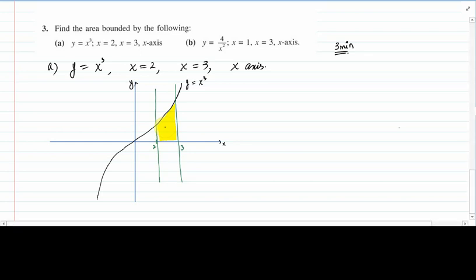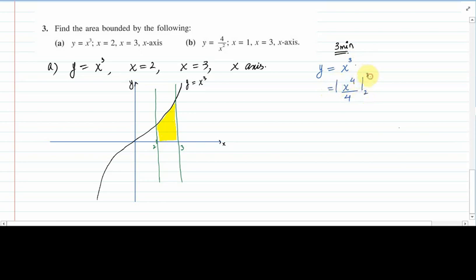Alright, so what I expect that you have done is, the equation of the curve we have is y equals x cubed. To find the area we need to integrate the equation. So it's x to the power 4 divided by 4, applying limits from 2 to 3.